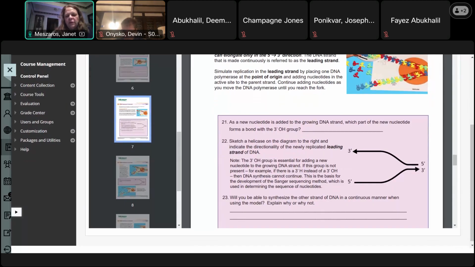Now it says right here, will you be able to synthesize the other strand of DNA in a continuous manner when using this model? No, because this strand, the bottom one, is going 5' to 3' already. So you can't start synthesizing 5' to 3' going this way too, because they wouldn't be anti-parallel. So what you're going to have to do is start right here where it opens up, and this will be made discontinuously in a series of small segments.